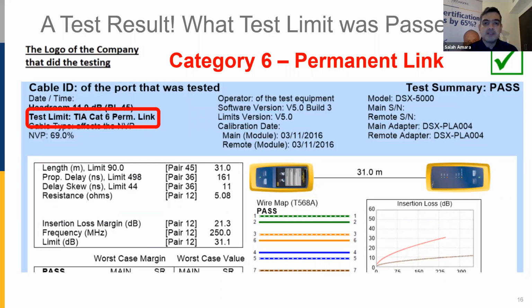So these are the two basic things that I always need to look at and make sure that I read correctly. Because if my installation was Cat6a cable and I get a test report of Cat6 permanent link, I know that this test report cannot be trusted, and either we need to change the limits, or we need to do the test again.